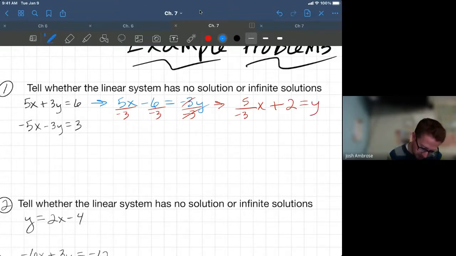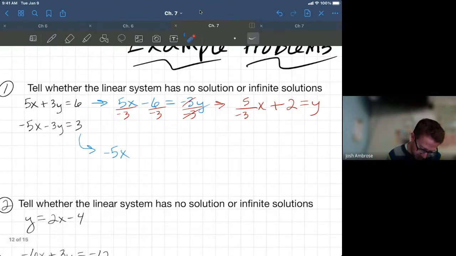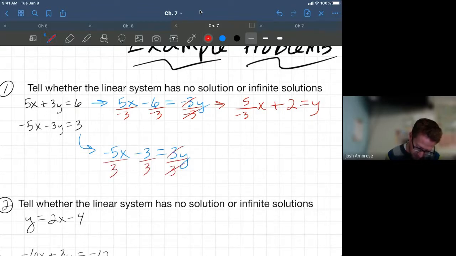Okay, let's do the same thing for the next equation right here. All right, so we have a negative 5x. We're going to switch places. This is going to move here. The 3 is going to move there. So now we're going to have a minus 3 equals now a positive 3y. Everything is divided by the 3. That way this crosses out. And let's see what that works out to be. A negative 5 over 3x minus 1 equals y.